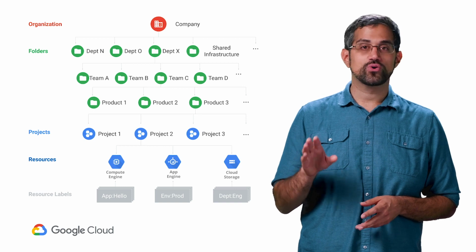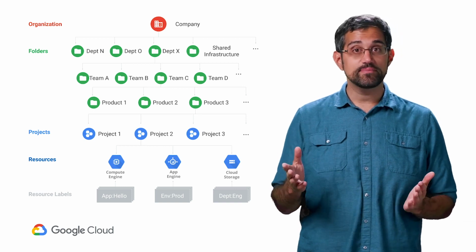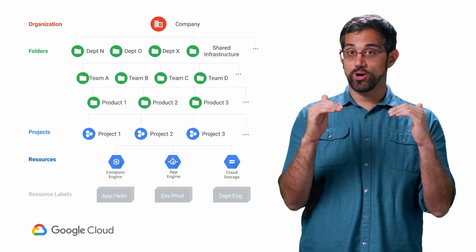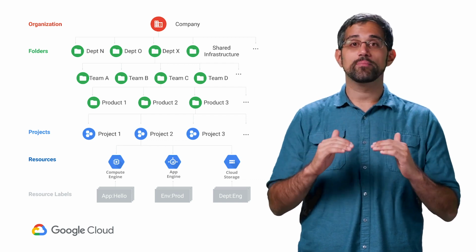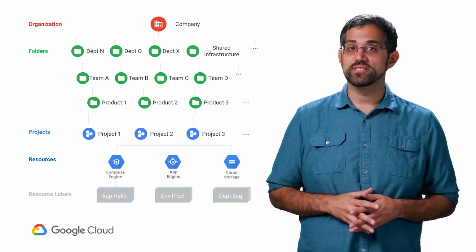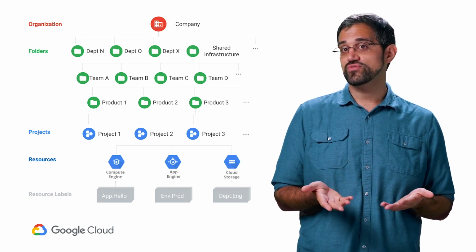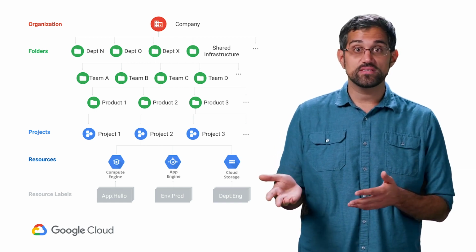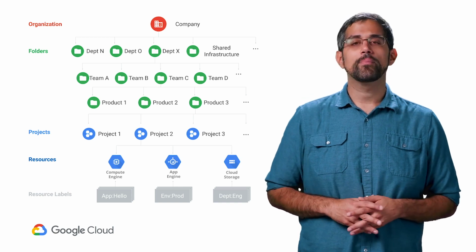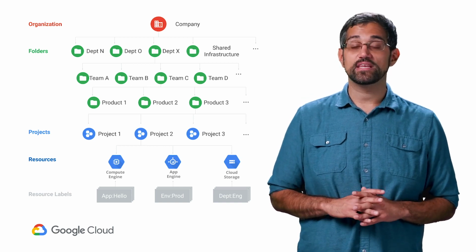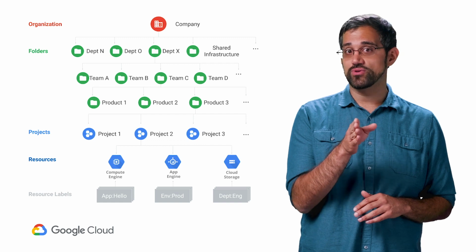Here's an example of matching an organization's structure. In this image, the first level of folders represents departments, the next level teams, and then products, with labels for environments like production. Another example might be using folders for environments and labels for teams, or folders for lines of business and labels for applications. A project can have multiple labels, but it can only directly exist under a single folder.